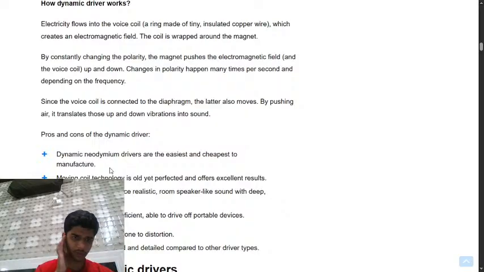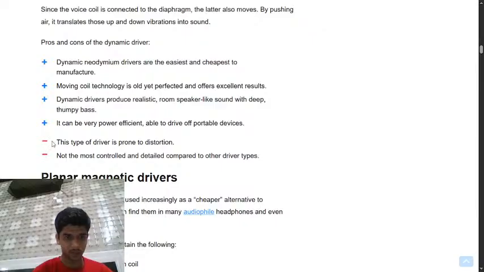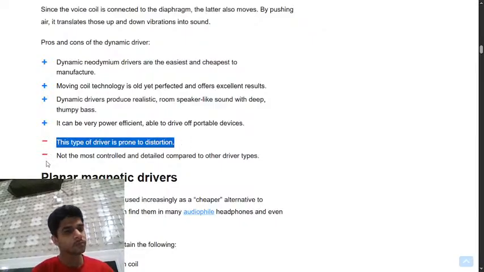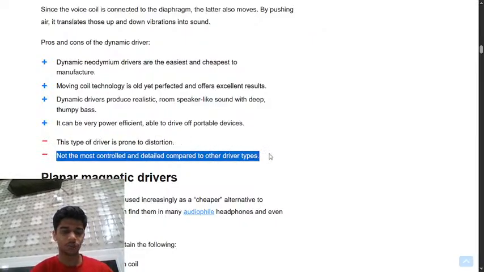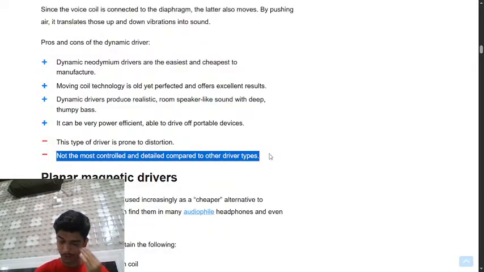Pros and cons of dynamic drivers. Dynamic neodymium drivers are the easiest and the cheapest to manufacture. Moving coil is old yet perfected and offers excellent results. Dynamic drivers produce realistic room speaker-like sound with deep bass. It can be very power efficient, able to be driven off portable devices. This type of driver is prone to distortion, and not the most controlled and detailed compared to other drivers.